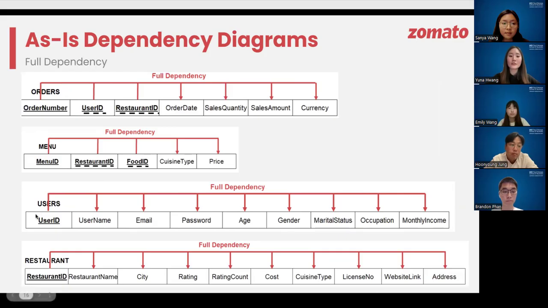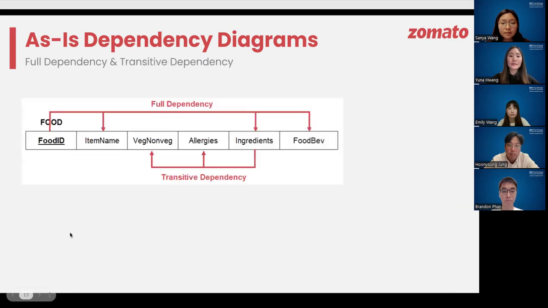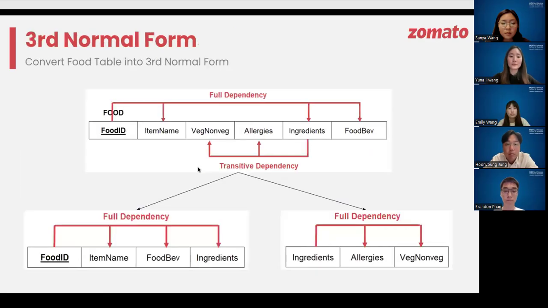The users and restaurant tables have attributes directly dependent on their primary keys, user ID and restaurant ID respectively, also illustrating a full dependency. Here in the foods table, we see a full dependency and transitive dependency together. Item name, ingredients, and food or beverage depend on the primary key food ID, but vegetarian or non-vegetarian and allergies depend transitively on the attribute ingredients.